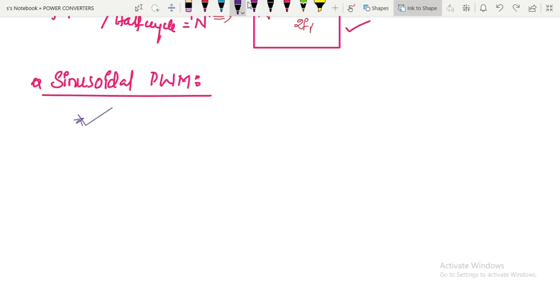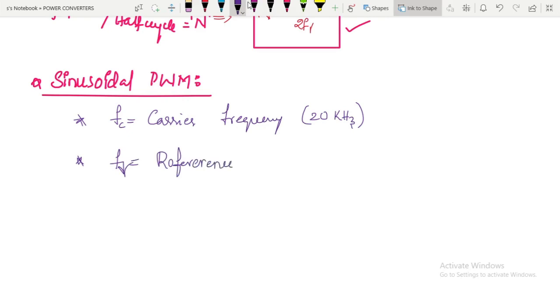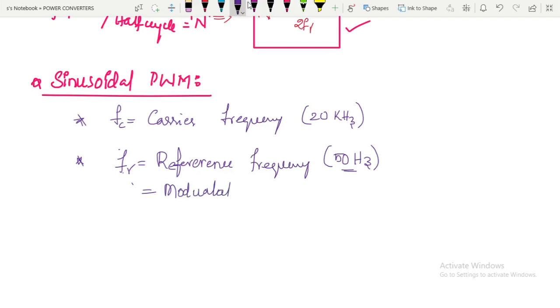Here Fc is the carrier frequency. Generally it is of the order of 20 kilohertz, which is very much higher compared to our reference wave frequency. Fr is the reference wave frequency. Generally for sinusoidal we use 50 Hz because we want the output voltage to be a 50 Hz sinusoidal waveform. So we are using the reference frequency as 50 Hz. This can also be called the modulated waveform. What we are going to do is get the output voltage V01 RMS as a sinusoidal waveform using this modulated waveform.